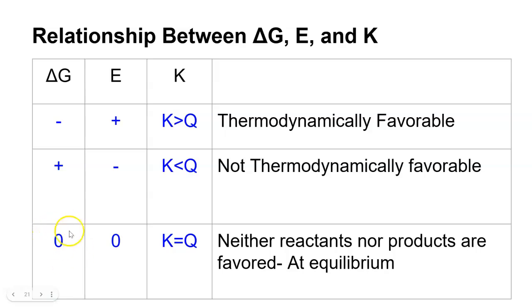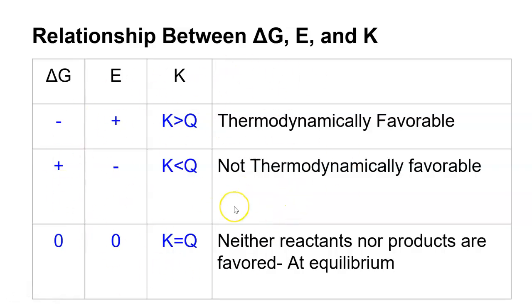And delta G is 0 under whatever conditions we're at, right? Probably not standard conditions, but it could be under any conditions, really. If delta G is 0, then E is going to be 0, and the equilibrium constant is equal to your current conditions, and that's an indication you're at equilibrium. I know I went through this quickly. I haven't seen a ton of this.